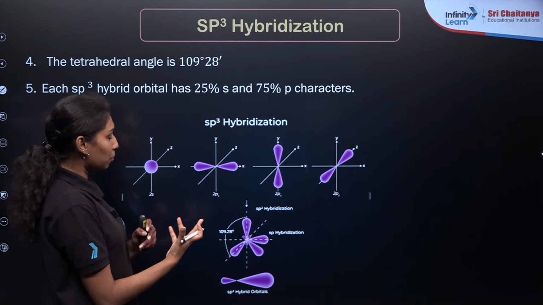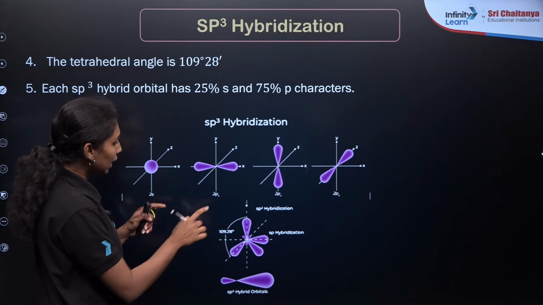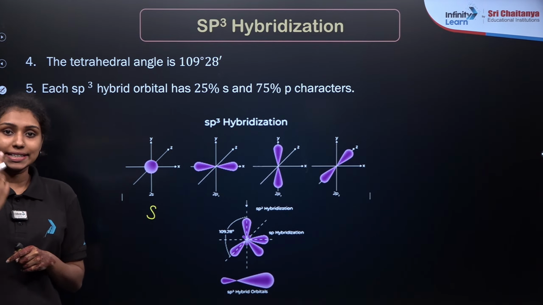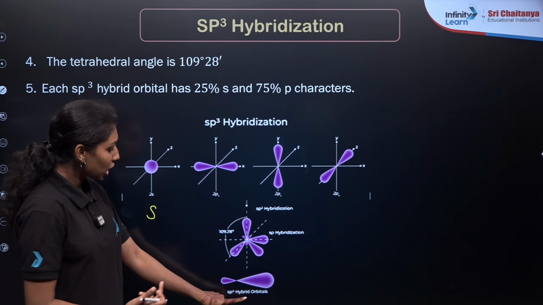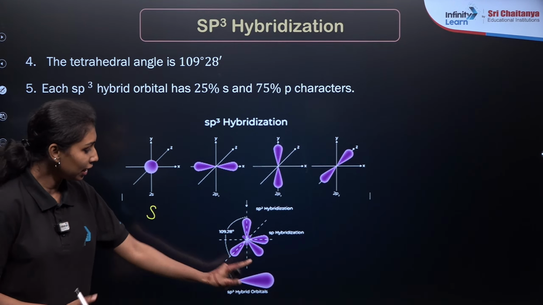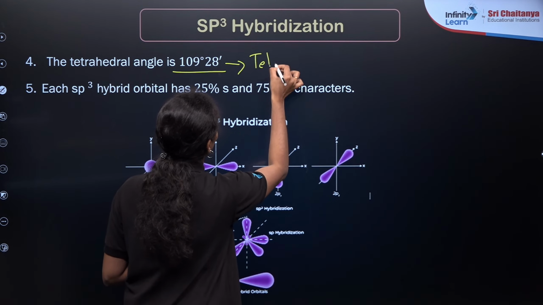If you are talking about the shape of this molecule, this is the 1s orbital, one of the s orbitals. This is the px, py and pz orbital. When they undergo intermixing, they form the sp3 hybridized orbital. So this will be the shape of one sp3 hybridized orbital. In total, 4 sp3 hybridized orbitals are formed. Again, the bond angle is 109 degree 28 minutes, which is the bond angle for the tetrahedral shape.